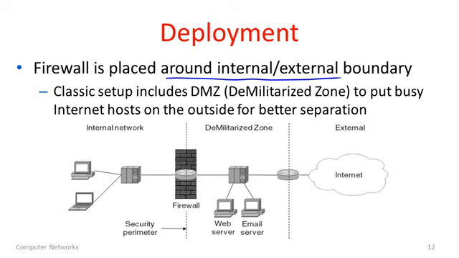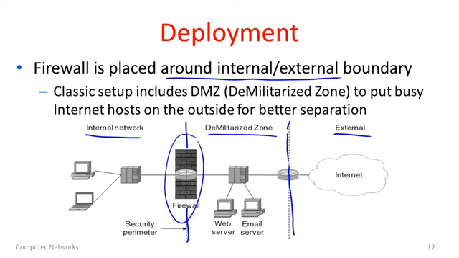Now, we have here in this classic picture an internal network and an external network, which is the internet. Here's the boundary between internal and external. In a classic setup, you'll, in addition, also often have what's called a demilitarized zone, or a DMZ. Here's the DMZ between the firewall device, which is here, and the external internet. So the DMZ is like the last bit. It's outside the internal network, but it's within your organization, not the external internet.